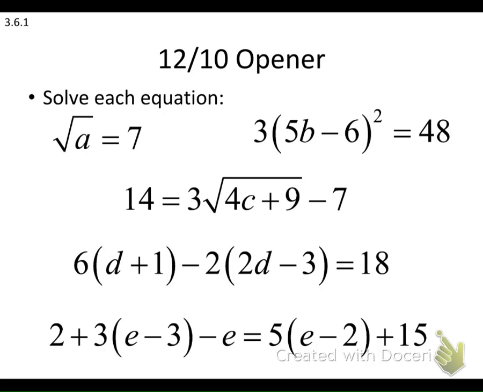All right, today's date on the opener is actually the real date, so you guys don't have to scratch it and restart.